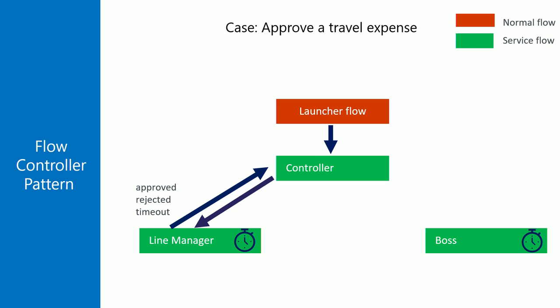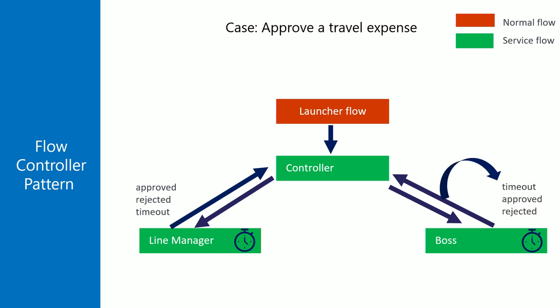The line manager can say approve, reject, or doesn't say anything, in which case a timeout message will be sent back to the controller. And then, if the line manager didn't approve on time, the controller knows that it has to ask the big boss to react. Same story. A message will be sent back to the controller, could be reject, approved, or it doesn't react, then a message called timeout will be sent back to the controller. So that works very well.